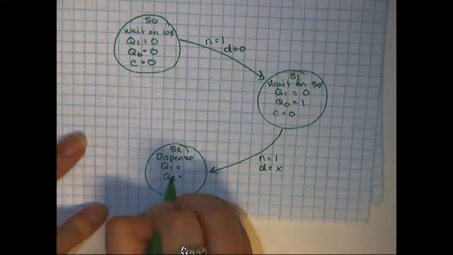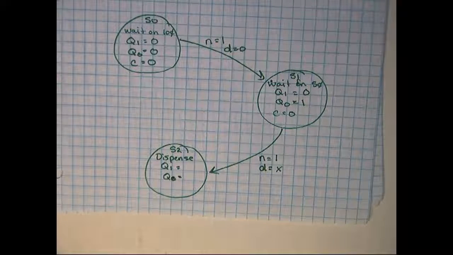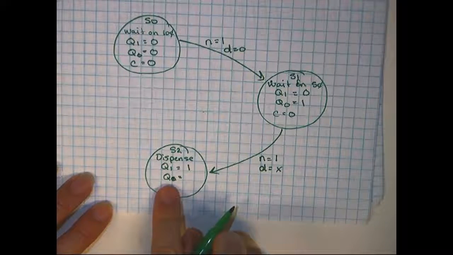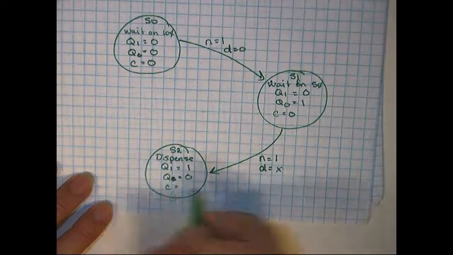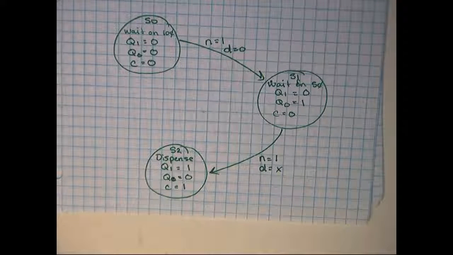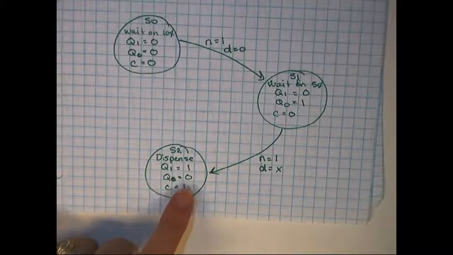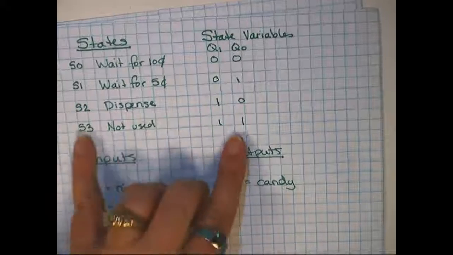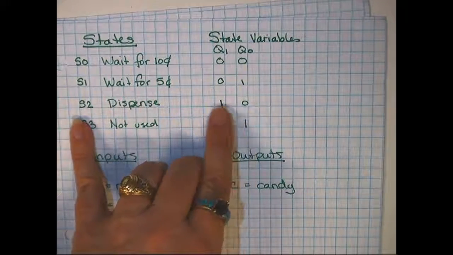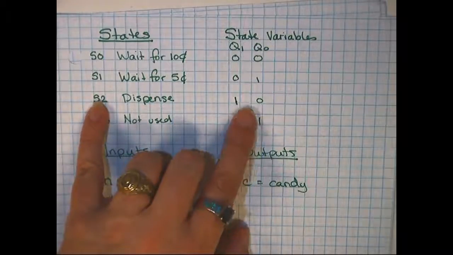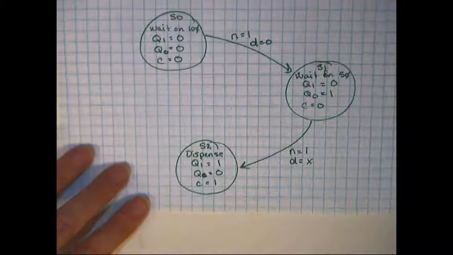Oh, that's Q0. So Q1 is, Q0 is Q0, 0. And here, candy is 1. Nope, this one's 0. Up here, remember that was our state 3. That's a 3. I'm sorry, that's a 2. That's a 2. Okay.